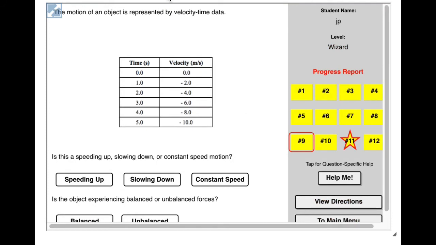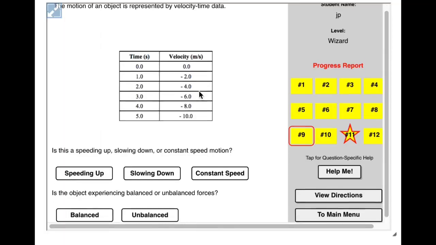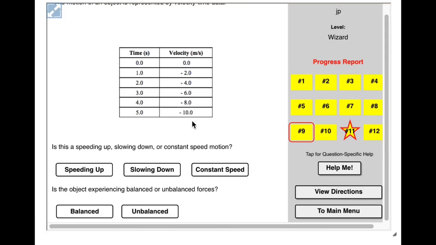Okay, here's an example on the wizard level. The motion of an object represented by velocity and time data. So here you have a change in velocity of v final minus v initial over time, 1 second, a delta v of -2. And that happens every single time. So this object is getting faster and faster and faster and going in the negative direction. Our object is getting faster, although it is moving backwards. So we are speeding up. We have an acceleration because we have a delta v. So unbalanced.